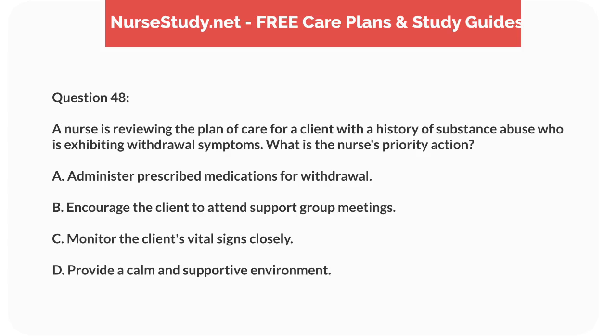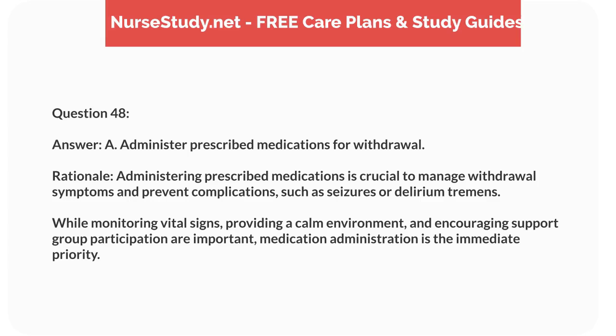What is the nurse's priority action? A. Administer prescribed medications for withdrawal. B. Encourage the client to attend support group meetings. C. Monitor the client's vital signs closely. D. Provide a calm and supportive environment. Answer: A. Administer prescribed medications for withdrawal.